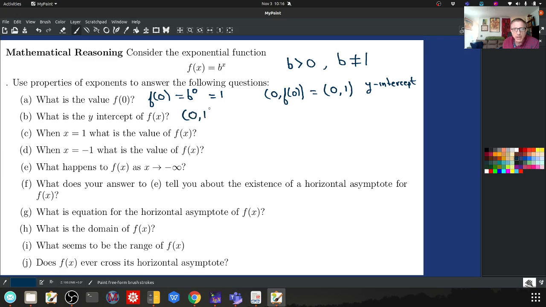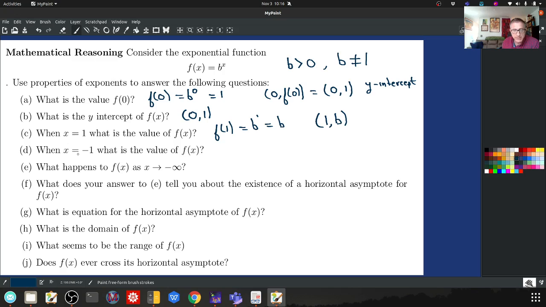It's (0, 1). When x is equal to 1, what is the value of f of x? Well, f of 1 is equal to b raised to the first power, which is equal to b. So that means the point (1, b), where b is a fixed base value which we would know, also lies on the graph. So I have 2 points that lie on the graph.